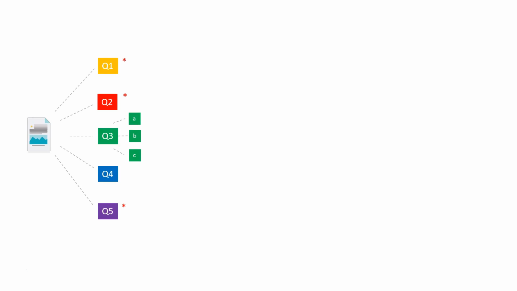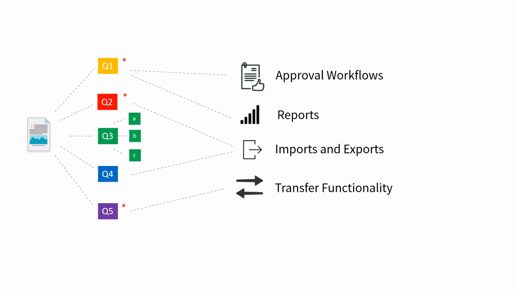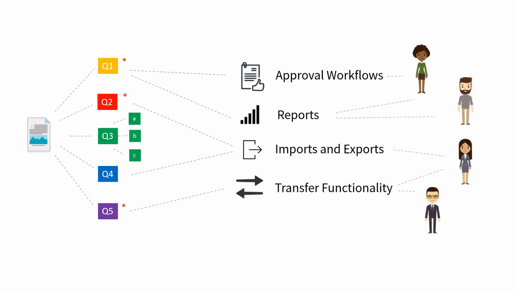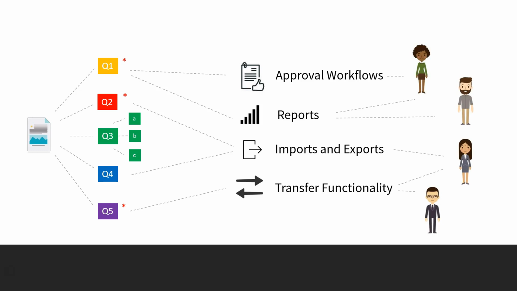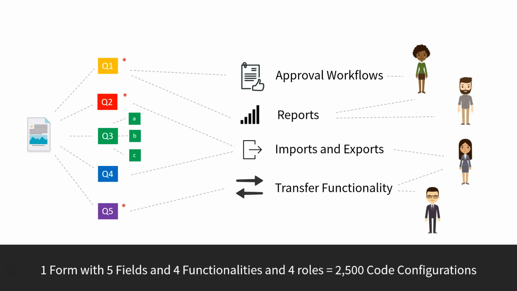We have one form, and that one form may have 5 fields, where some may be mandatory and others may have multiple choice options. Each one of these 5 fields may interact with different types of functionality. For example, approvals, workflows, dashboards, reports, imports or exports, and transfer functionality. And each one of these functionalities may be only accessible by certain user roles. Even with this simple example, this configuration could require up to 2,500 code configurations.